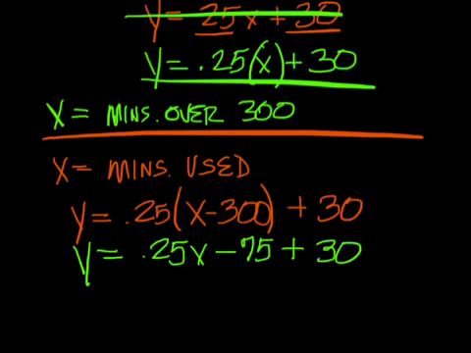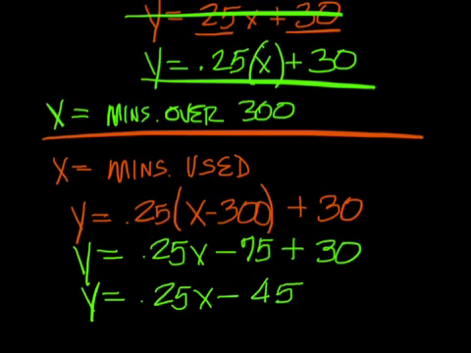Well, here's what I have now. I have a y equals a slope, an x, but I have two numbers at the end. I only need one. So what do I do with this and this? 75 plus 30. Close. Negative 75 plus 30, right. So y equals 0.25x minus 75 plus 30 would be a negative 45. So there's your equation. And you could go graph that.